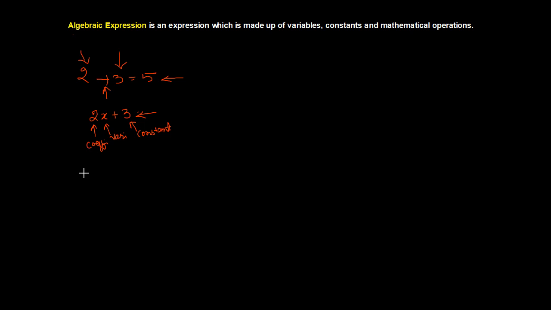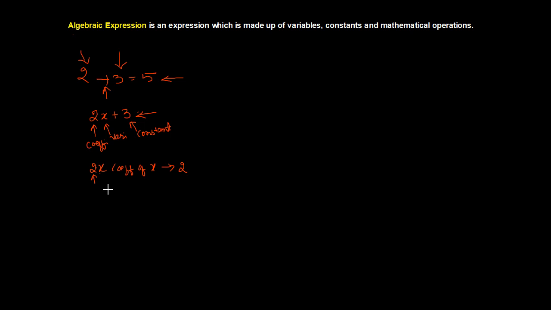First, let's start with 2. 2 is a coefficient. Can I call 3 a coefficient? No, because 2 is attached to a variable. So that becomes the coefficient of x. So the coefficient of x is 2.